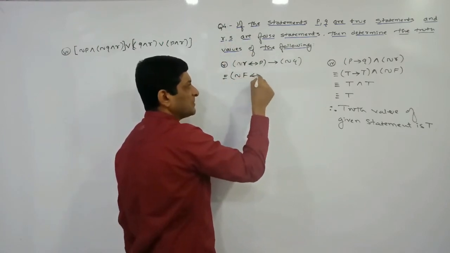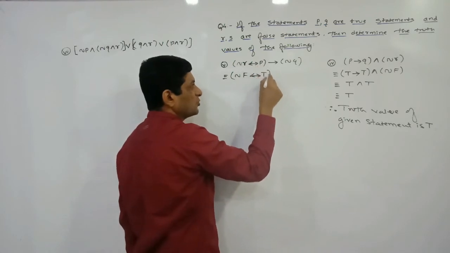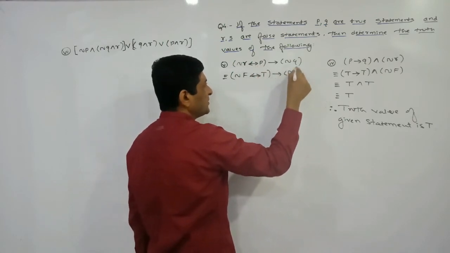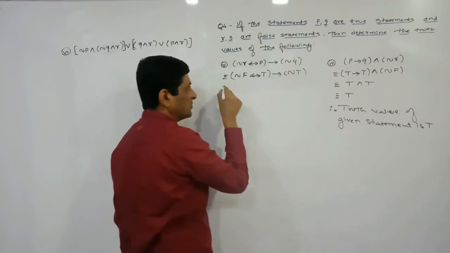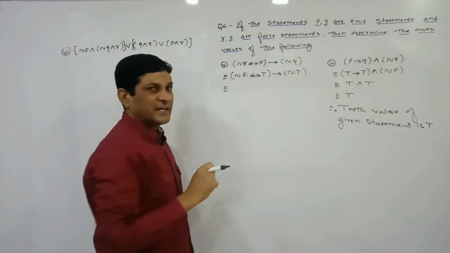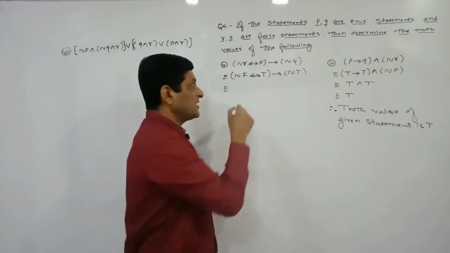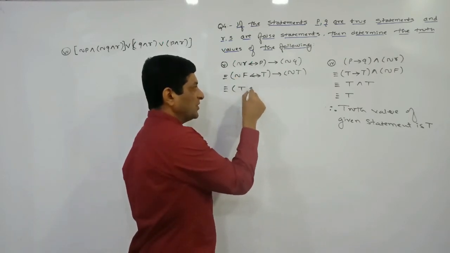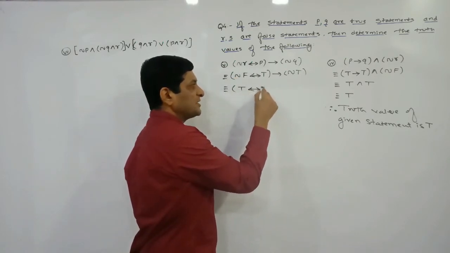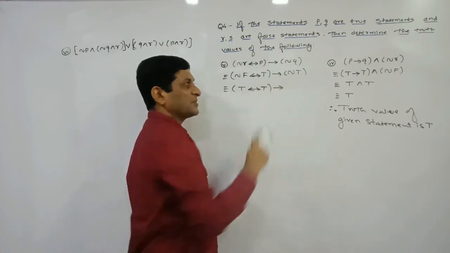Double implication, keep it as it is, P is nothing but true. Implies negation, keep it as it is, Q is also what? True. So let us simplify this bracket here. Before that we have to first find out negation of false. What is negation of false? True. Double implication, keep it as it is, this T also as it is, implication as it is.